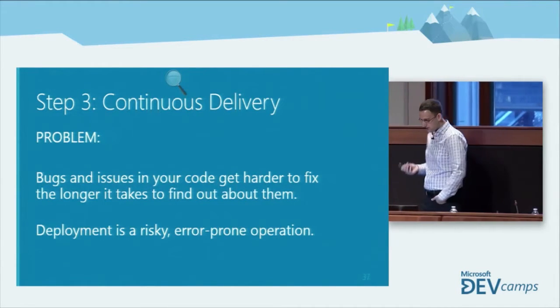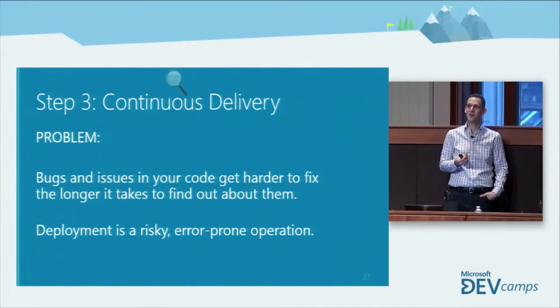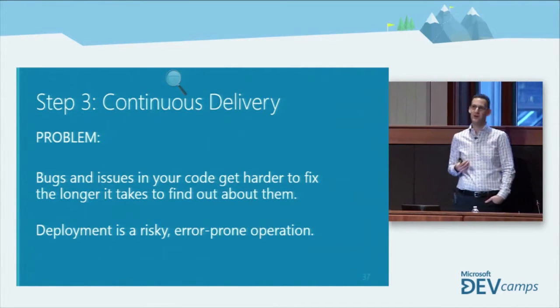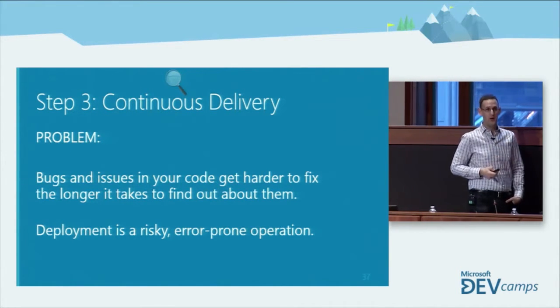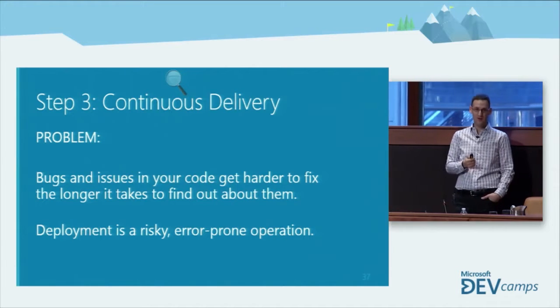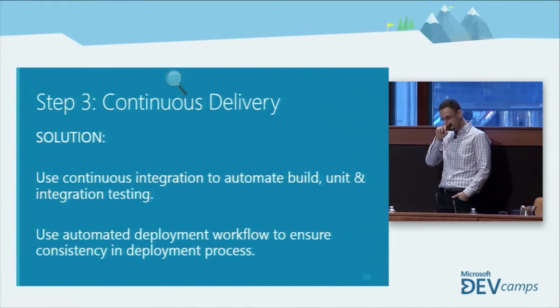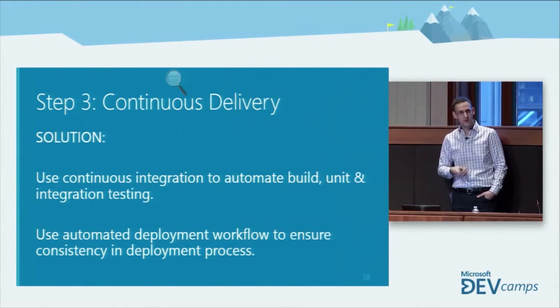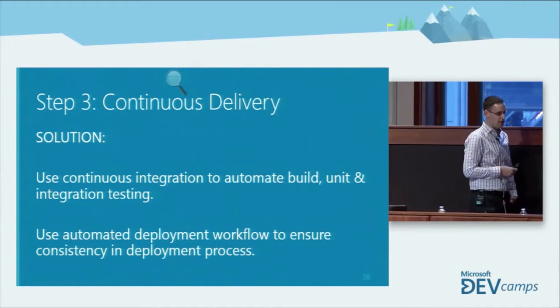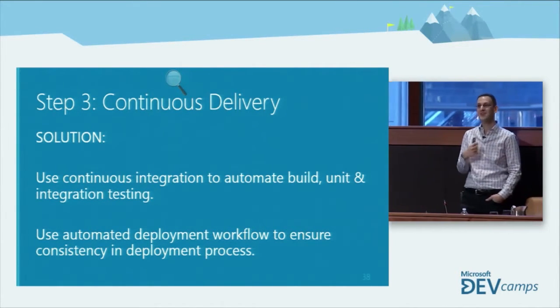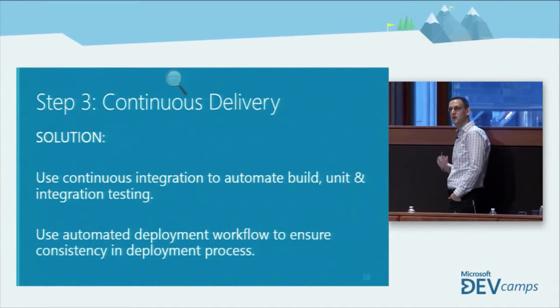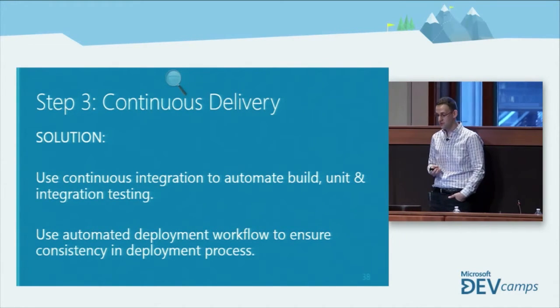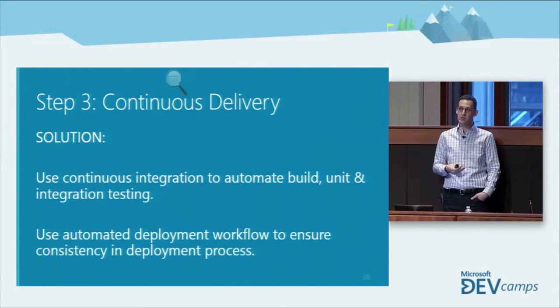For continuous delivery, bugs are an issue. Code gets harder to fix the longer it takes to find out, and deployment becomes risky, error-prone, and otherwise a heavy operation. So what can you do? TFS, ALM, if you haven't heard of these things, check it out. Application Lifecycle Management, Team Foundation Services. Use continuous integration to automate your build, to run your unit tests, and otherwise run those integration tests.